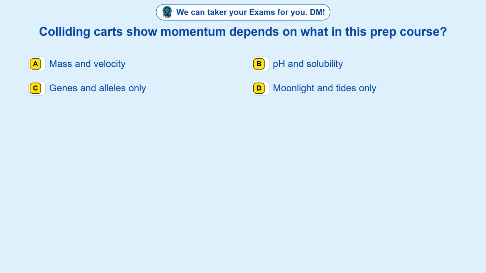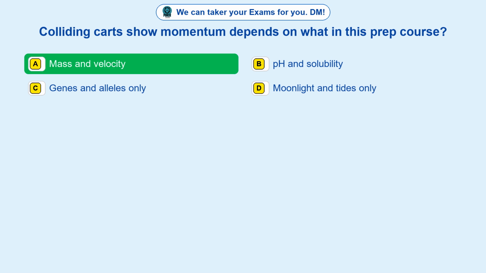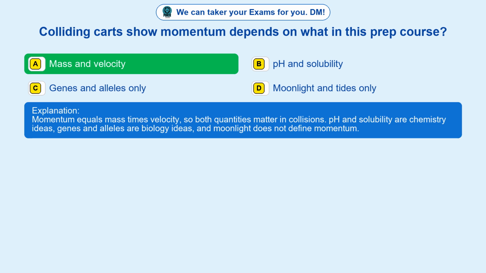Question 62. Colliding carts show momentum depends on what in this prep course? Option A, mass and velocity. Option B, pH and solubility. Option C, genes and alleles only. Option D, moonlight and tides only. The correct answer is option A, mass and velocity. Momentum equals mass times velocity, so both quantities matter in collisions.